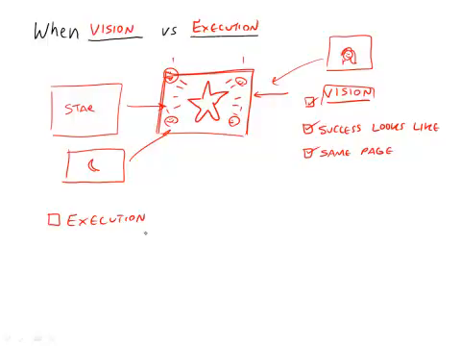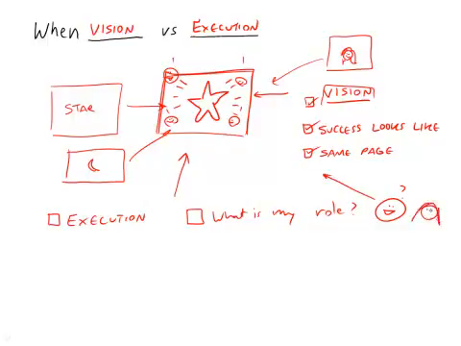The execution picture. Well, that's when we've already got everybody on the same page about the vision, and now we need to say, what is my individual role? What am I going to do exactly to make sure we get to there? What's my role? And by the way, what's your role? And what's his role over there? What role is he going to play in all this? That's when we need to see the execution picture.